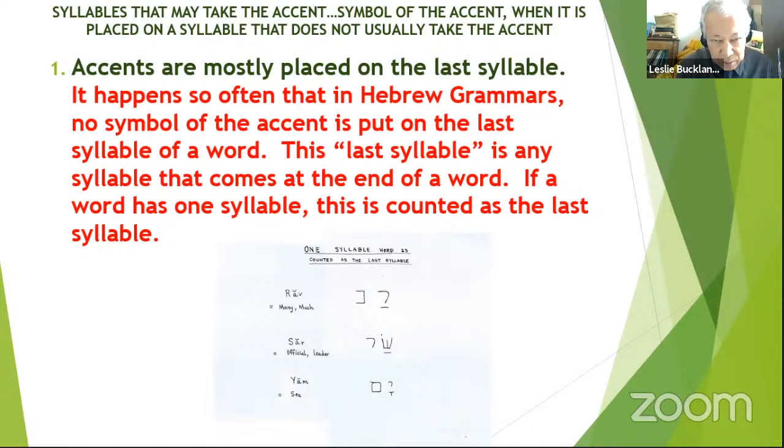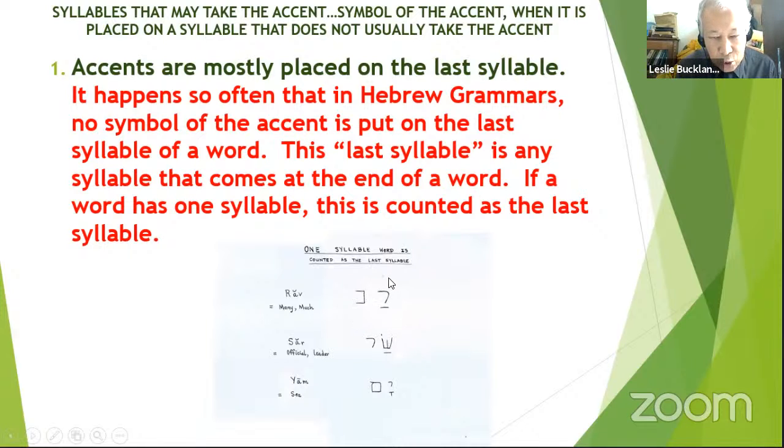So in the example below, a one-syllable word is counted as the last syllable. Now here is a one-syllable word, Rav. Resh, Pathak, Beth. Rav. In English, R-A-V, Rav, which means many or much in the English translation.